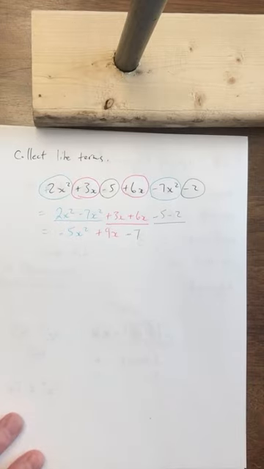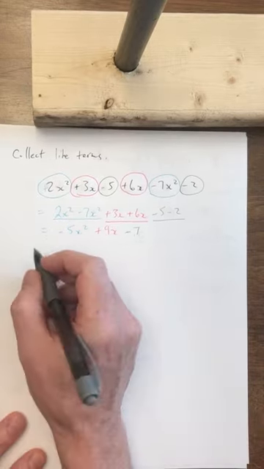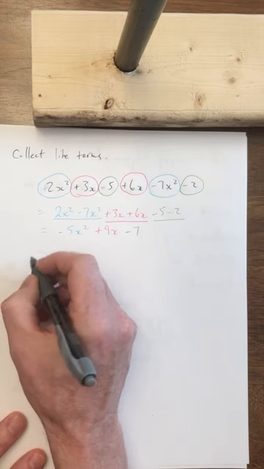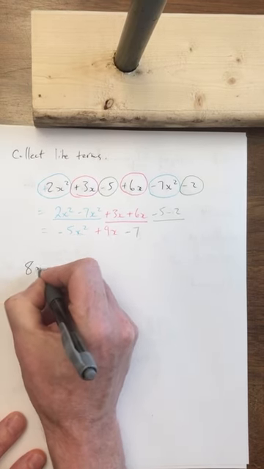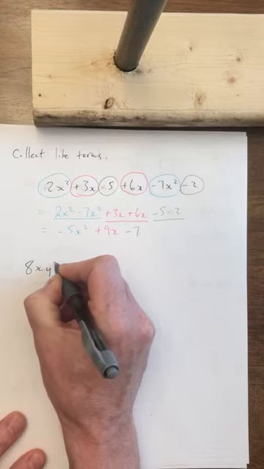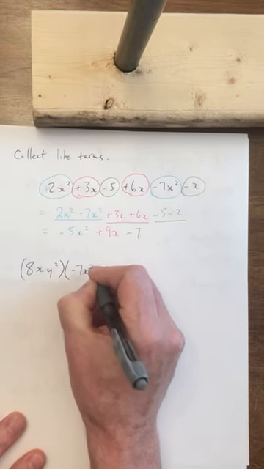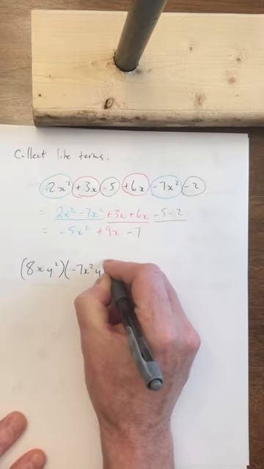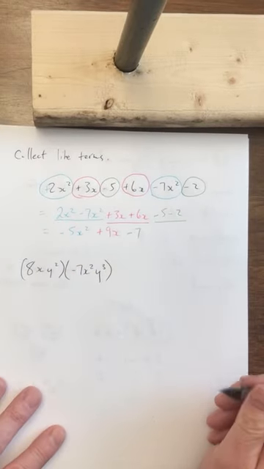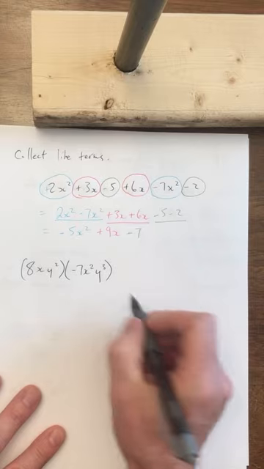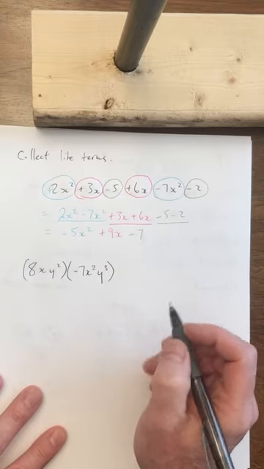All right, exponent rules. I just want to review those a little bit. If we have a question like 8xy squared times minus 7x squared y cubed. So remember our exponent rules.